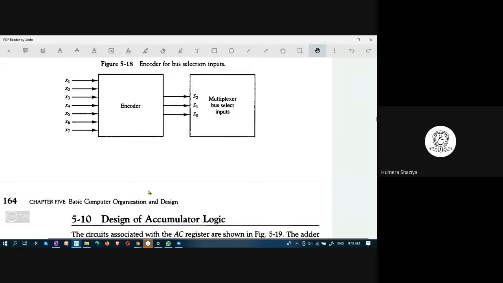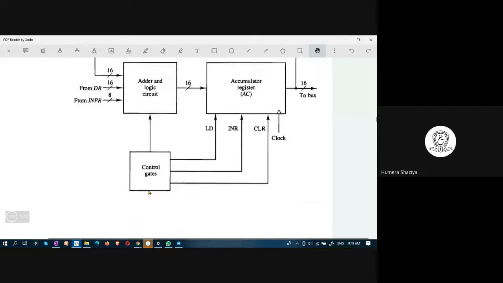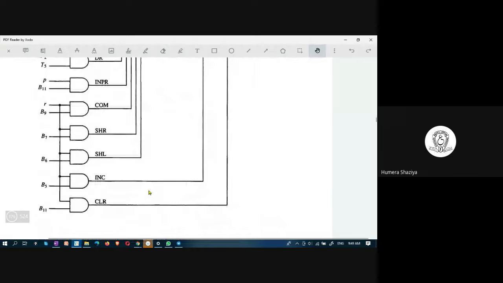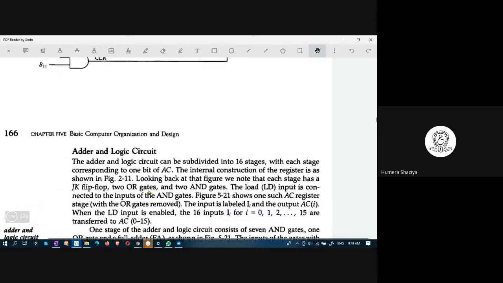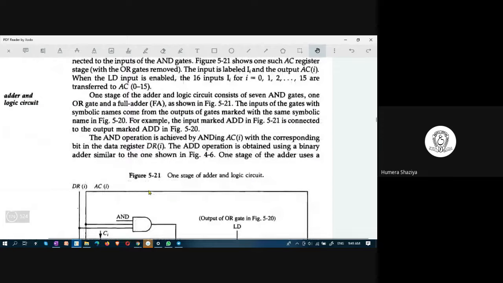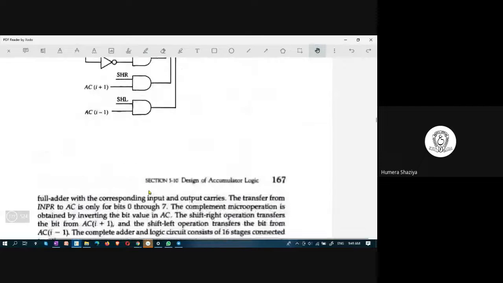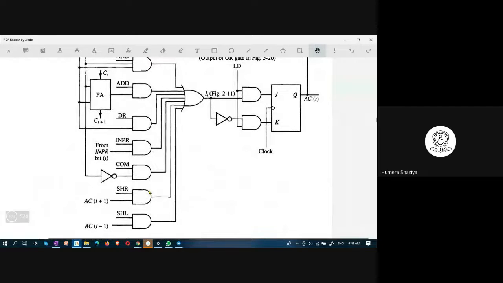Okay, so this is something extra which I urge you all to do. And the design of accumulator logic you also study, to know how the accumulator is designed. All this we have studied. We have learned everything: shift left, shift right, whatever we have learned. This is a consolidation of all the topics. You are combining everything. So far you have learned individually, and in this you combine everything.